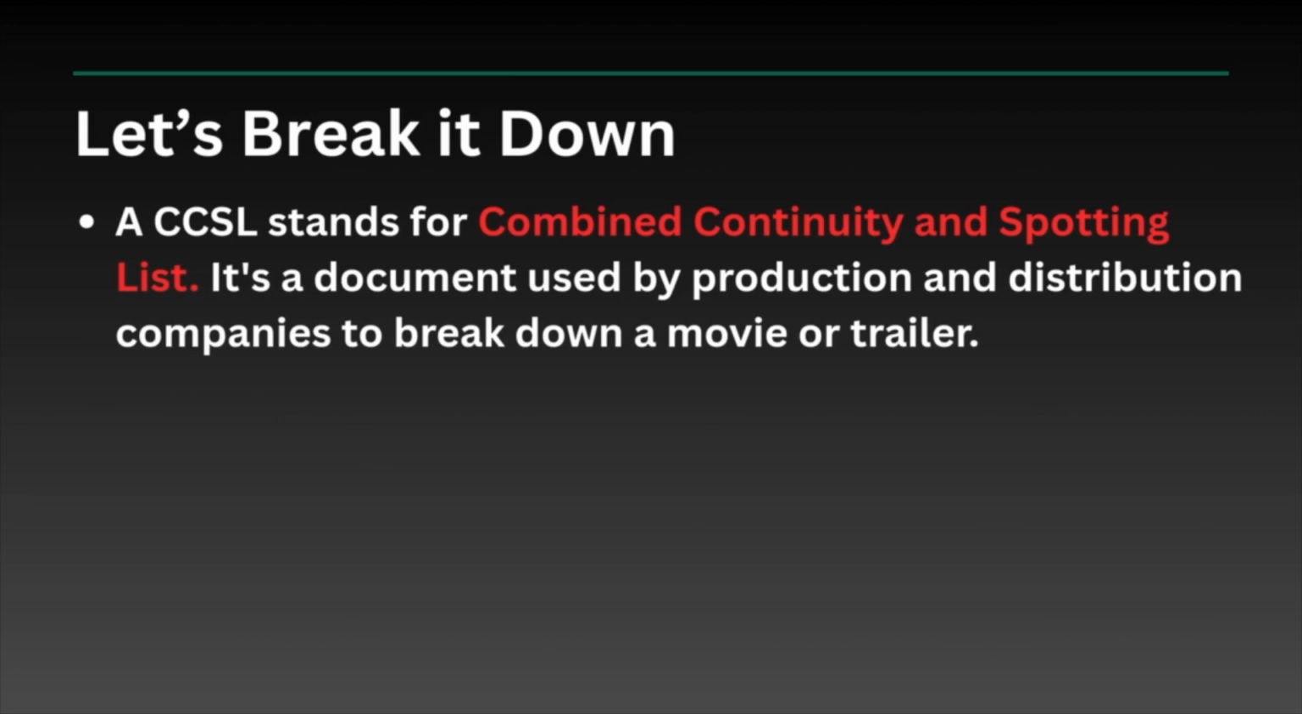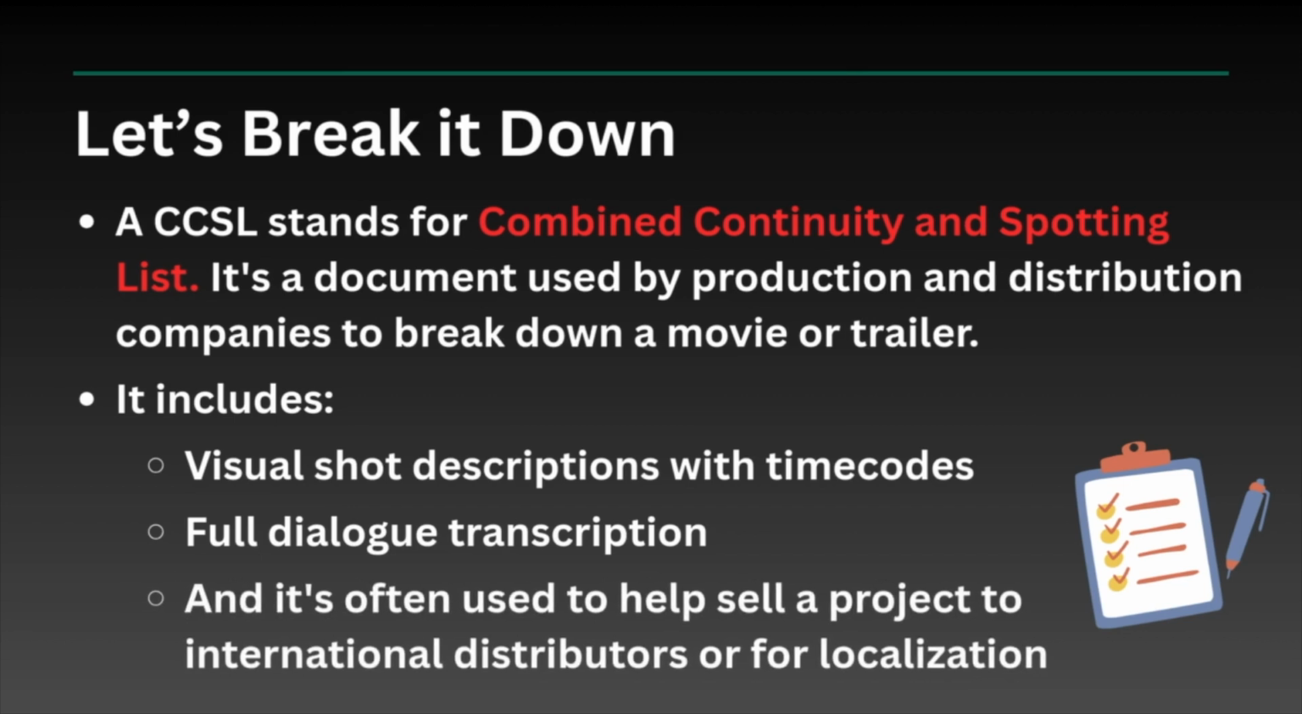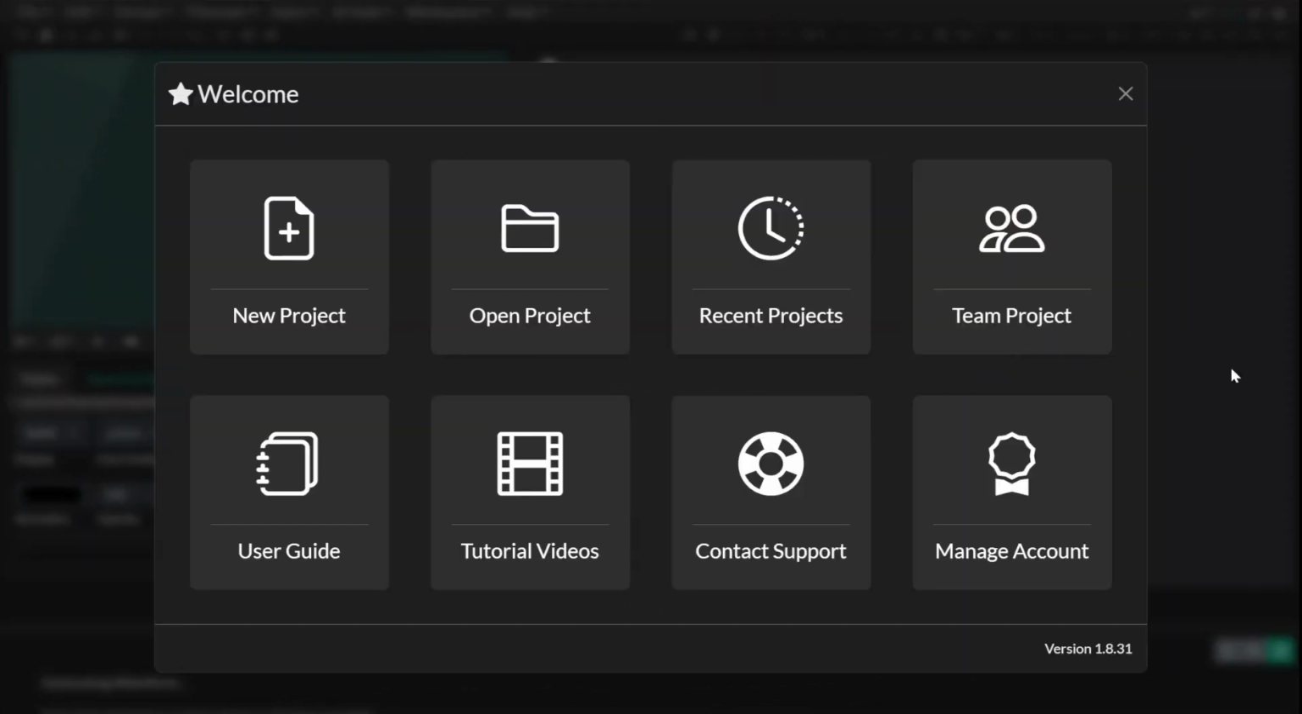It's a document used by production and distribution companies to break down a movie or trailer. It includes visual shot descriptions with timecodes, full dialogue transcription, and it's often used to help sell a project to international distributors or for localization. Inside Closed Caption Creator, we've built tools to make CCSL creation as fast and efficient as possible, especially if this is a service you offer to clients.